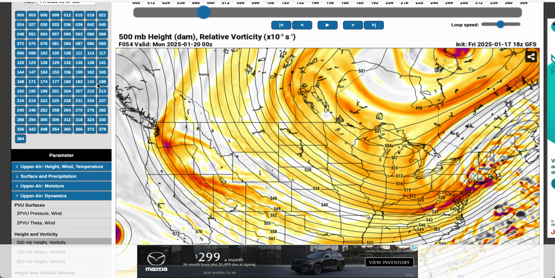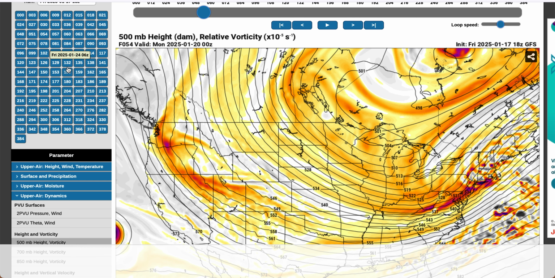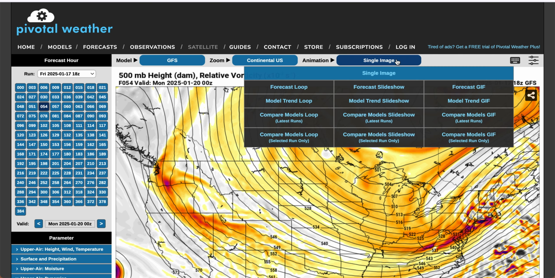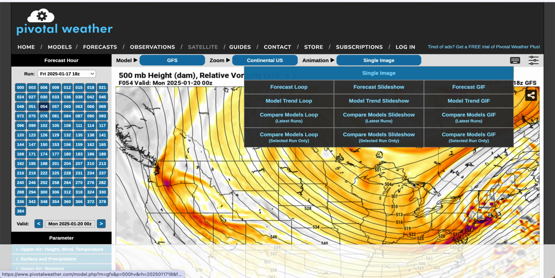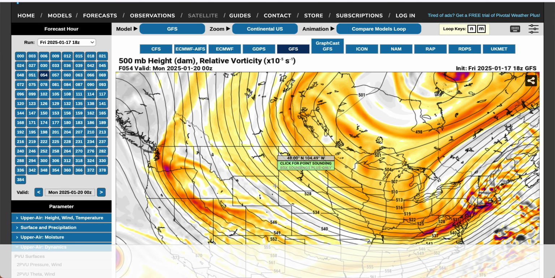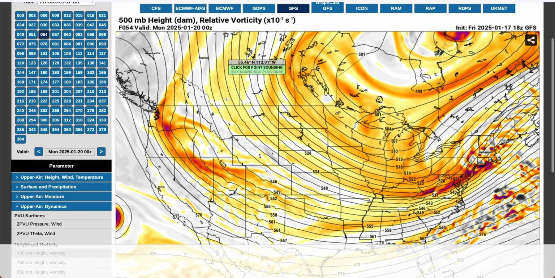Now, if we just want to look at 54 hours, we want to look at the comparison between the models. Let's pull that up real quick. And there are differences. I will tell you beforehand, the biggest difference compared to the American solution, which I was just showing you, is the European and the Canadian. So let's just look at the European real quick.